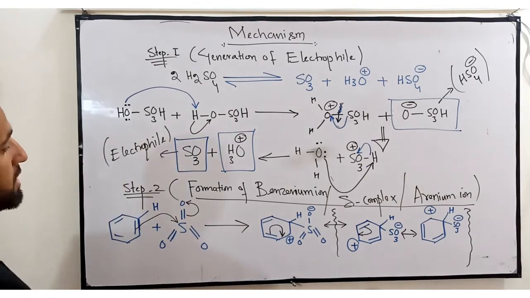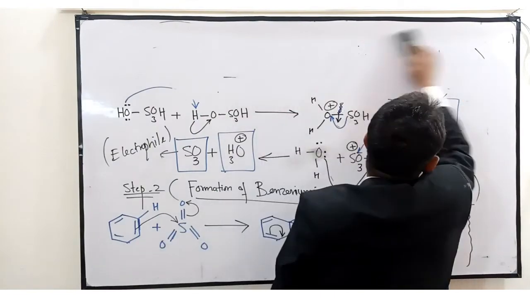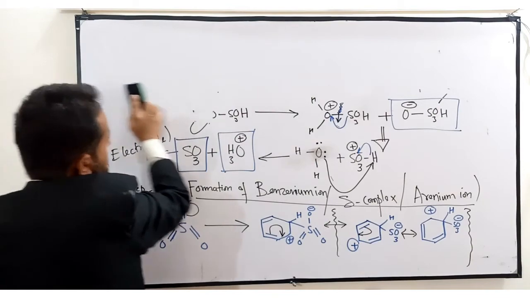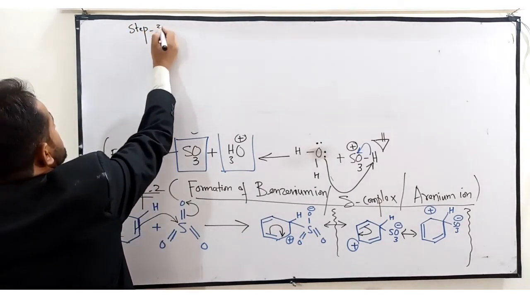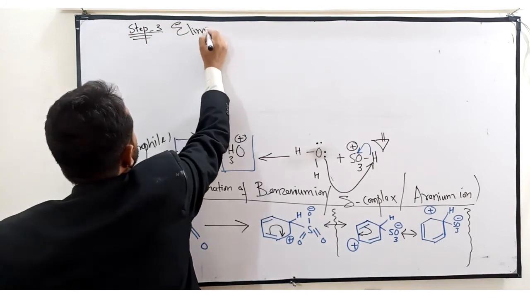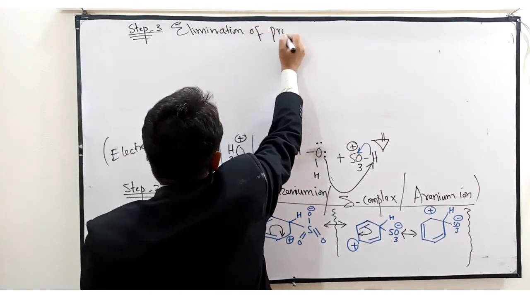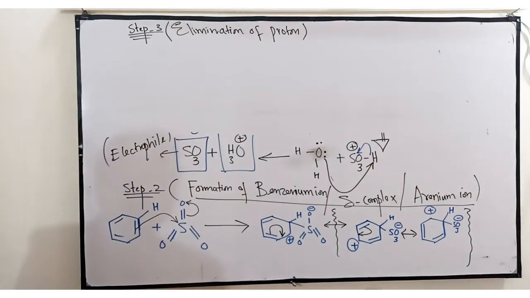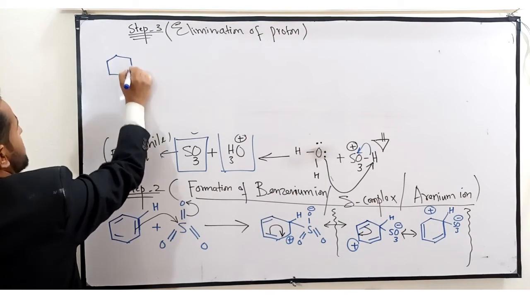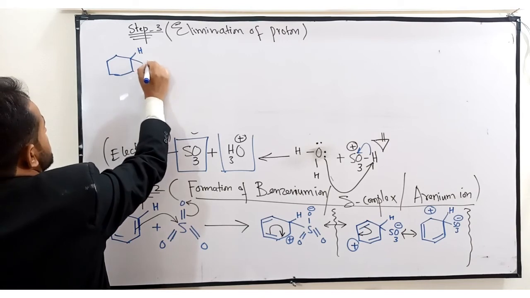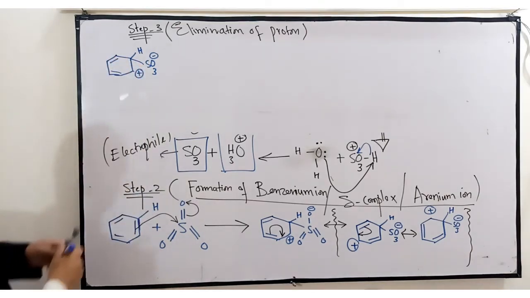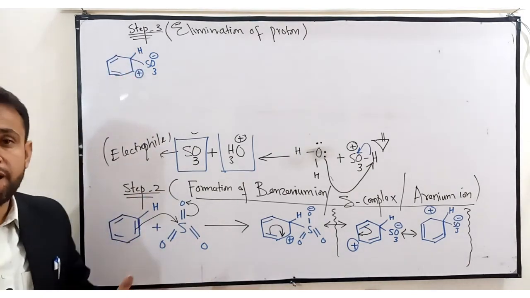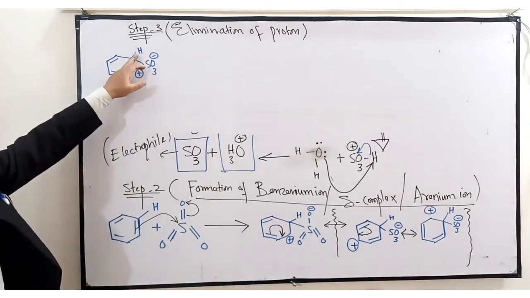Now the last step, what will happen? Basically, the last step is the elimination of proton. Step number three, which is known as elimination of proton. Proton will eliminate in this step. How it will eliminate and why it will eliminate, we will discuss. Suppose this is a hydrogen atom, this is SO3 negative, here is a positive charge, here is a double bond, and there is a double bond. Now why will this proton eliminate, and who will help it in eliminating?